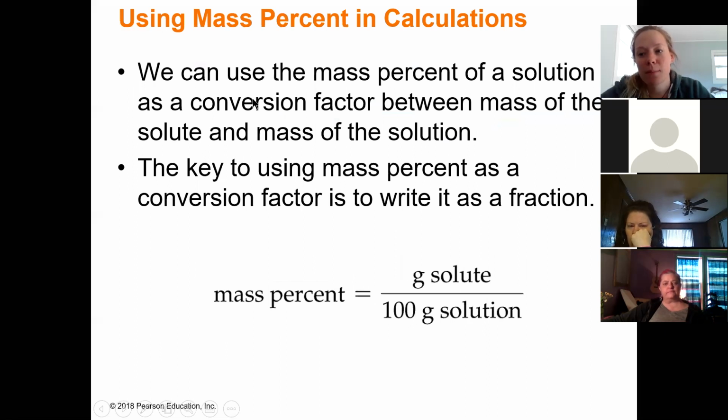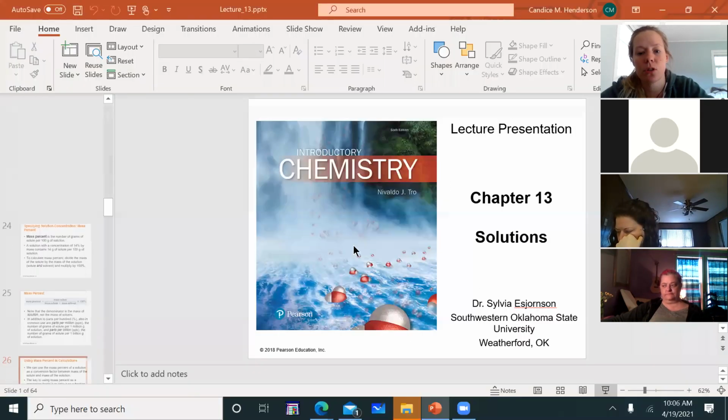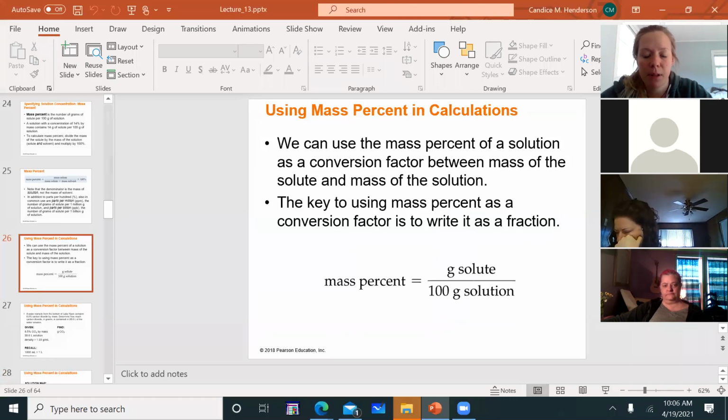If we are given mass percent and grams of solution, and I want to know grams of solute, we can actually use the mass percent as a conversion factor, because again, mass percent is equal to grams of the solute over 100 grams of solution. So, an example of this.